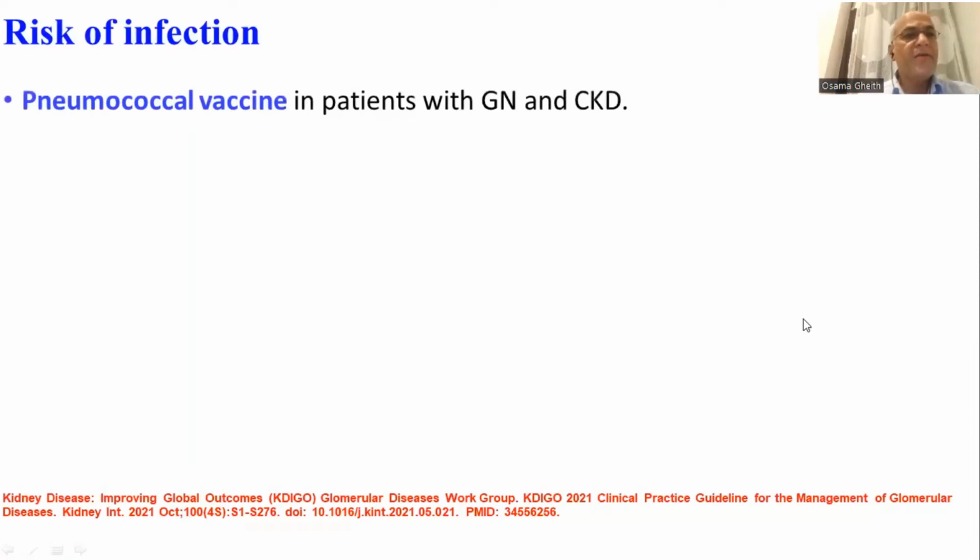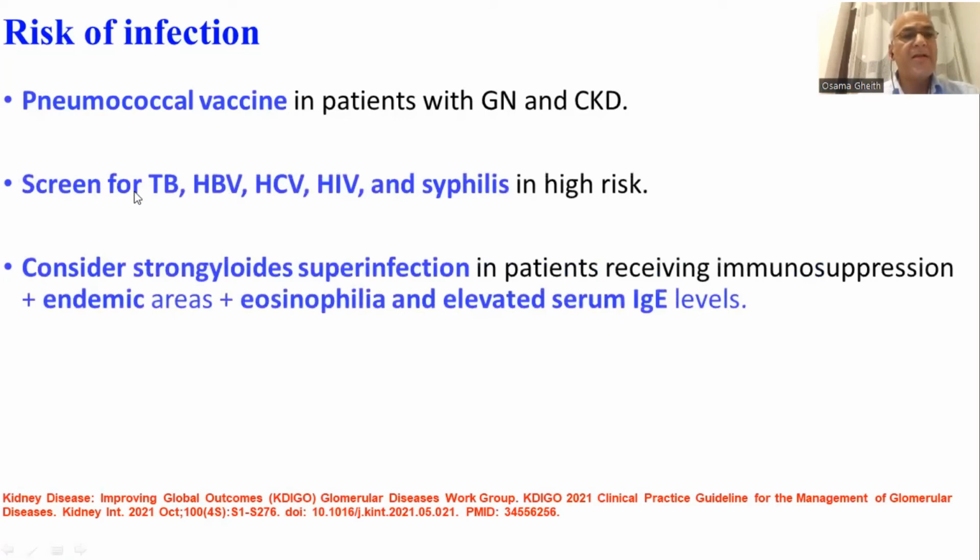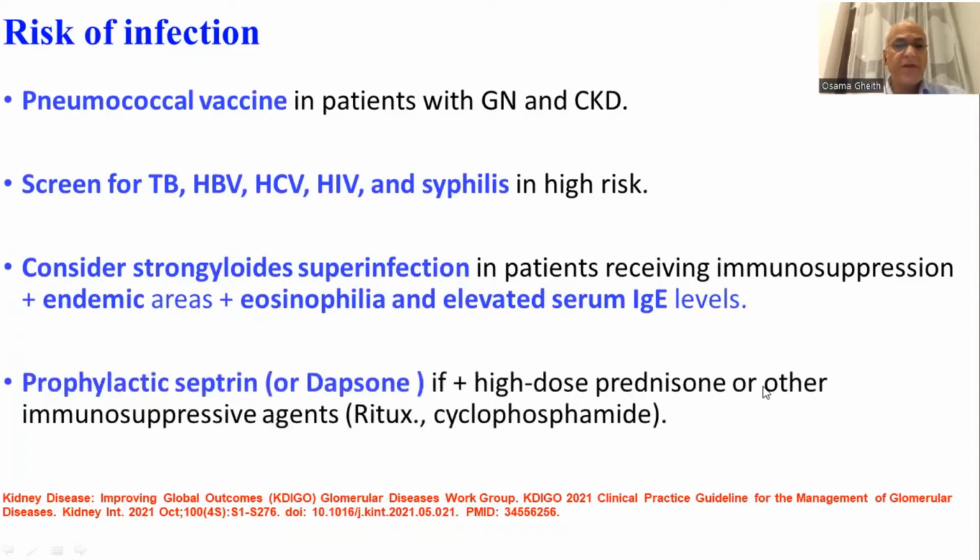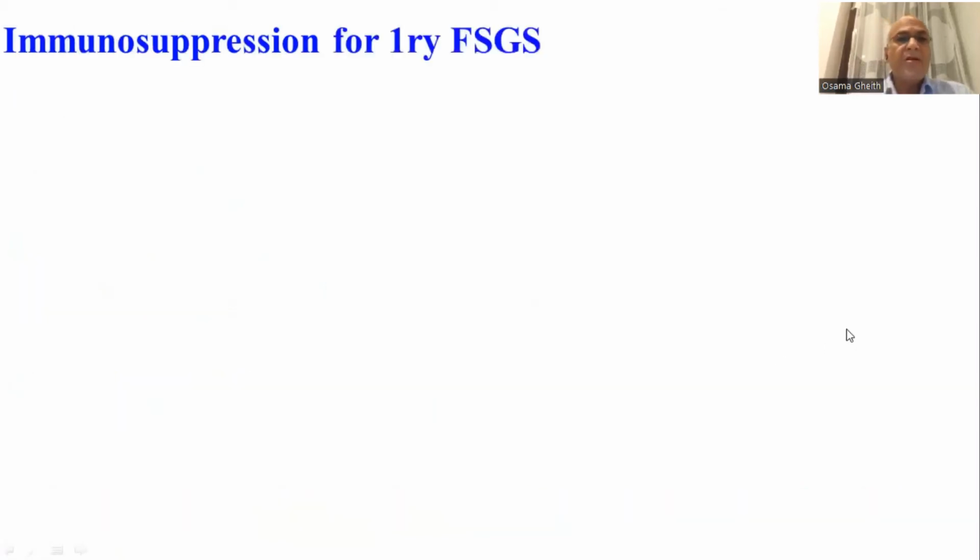Of course, the risk of infection should be minimized by pneumococcal vaccine, and screening for endemic disorders like TB, syphilis, and viral infections. Consider Strongyloides superinfection in cases planned to receive heavy immunosuppression, especially rituximab and cyclophosphamide. What about the immunosuppression? It is only for FSGS?